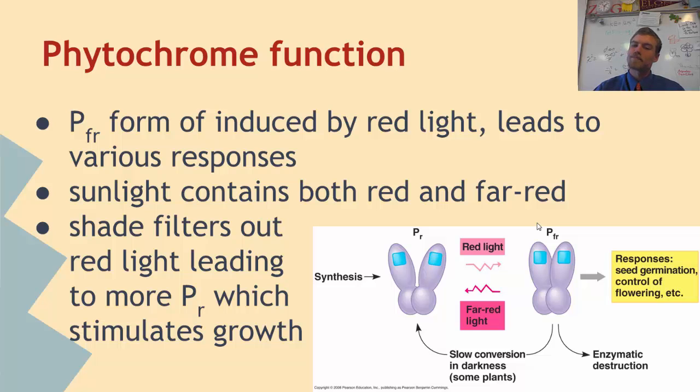So the PFR will accumulate inside the seed, and once it gets to a certain level, that is when seed germination will occur. Now, plants also want to make sure that they are in sunlight, right? Because you want to have photosynthesis occurring. So if they are in the shade, that is going to filter out red light, which is going to leave more far red light, which is going to induce a greater amount of PR. And that PR is going to limit lateral growth and induce vertical growth. And that's going to help allow the plant to grow up until it gets into the sunlight.